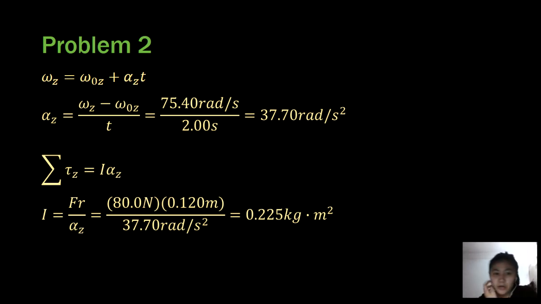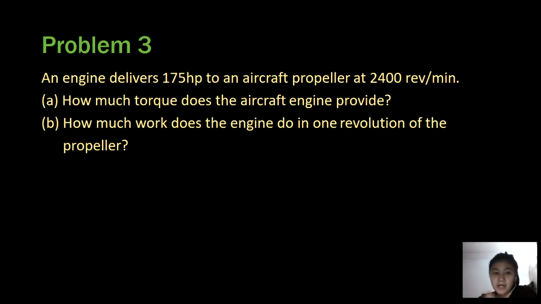Let's proceed to problem 3. An engine delivers 175 horsepower to an aircraft propeller at 2,400 revolutions per minute. We have two questions. How much torque does the aircraft engine provide? And how much work does the engine do in one revolution of the propeller?